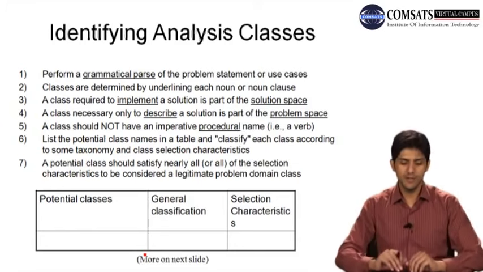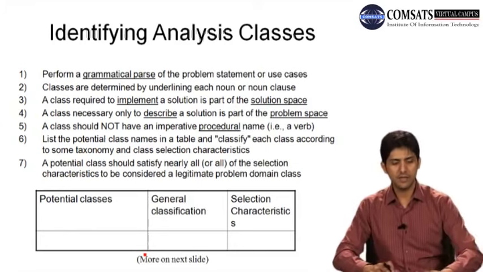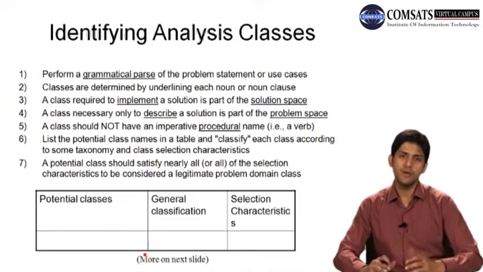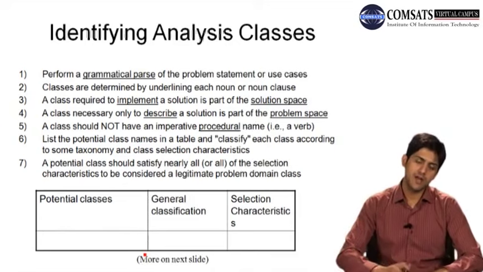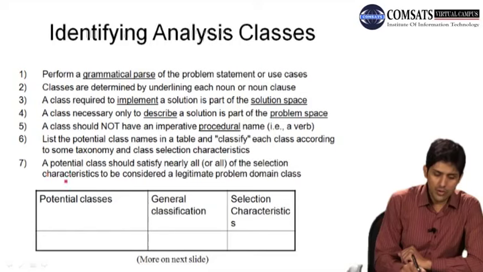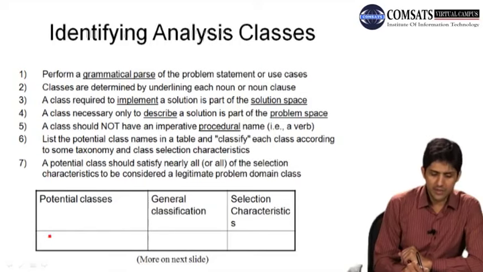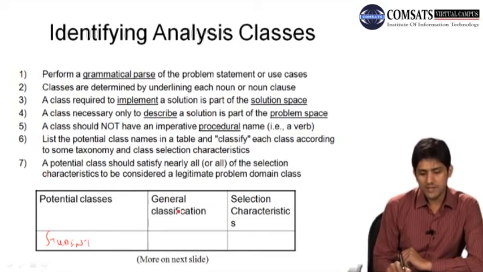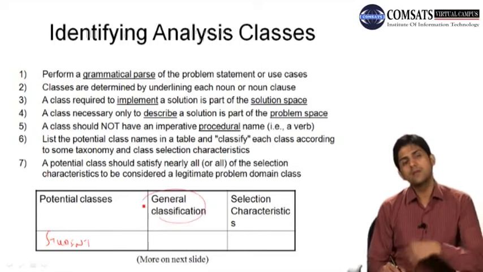We draw a table, and we can make different columns in the table. One of the columns would be the potential class name, so every row would have a potential class name, let's say student. And then we will classify what kind of a class that is.